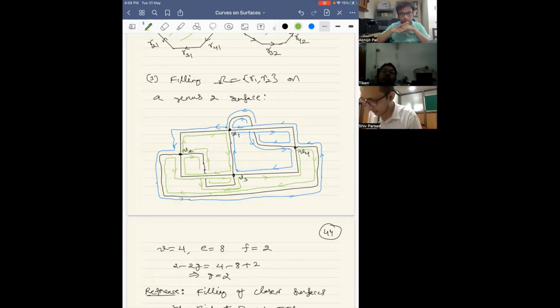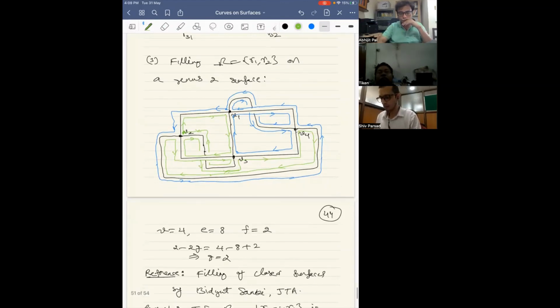So wherever you started, you come back here. So this curves, both gamma 1 and gamma 2, right? You can see these are precisely 2 curves, right? So this is a pair of curves which fills a genus 2 surface.